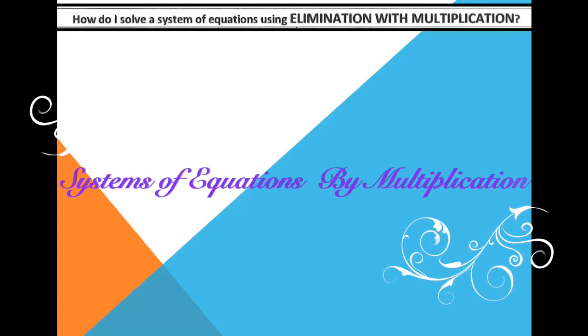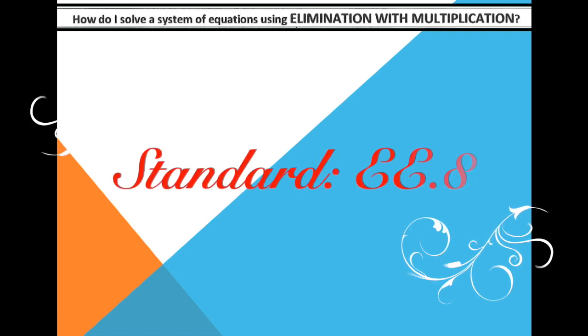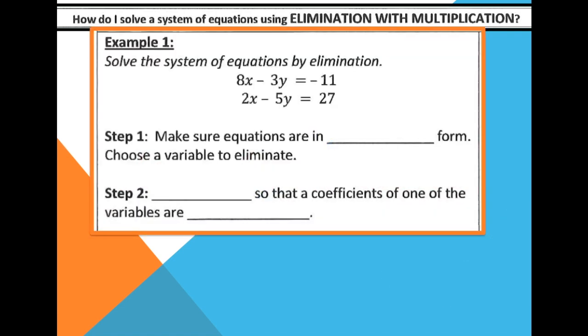Today we're going to take a look at how to solve a system of equations using elimination with multiplication. Example 1. Let's fill in our steps below. Step 1: make sure equations are in standard form. This would allow us to choose a variable to eliminate.